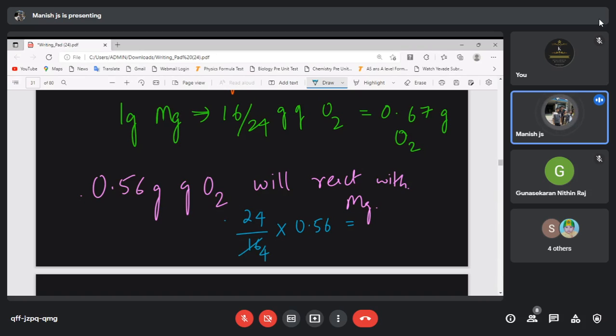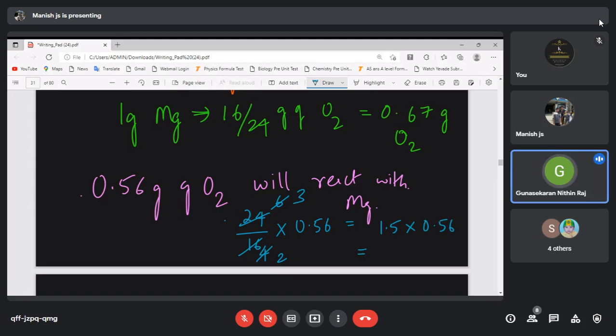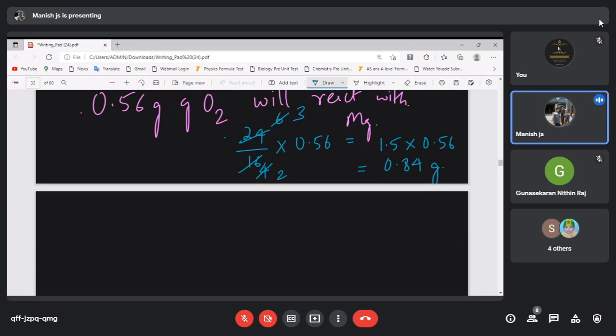Four fours are 16, four sixes are 24, so 3 by 2, which is 1.5. 1.5 into 0.56 gives 0.84. So 0.84 grams of magnesium is what this much oxygen requires. So how much magnesium will be left, which is not reacted? 0.16.